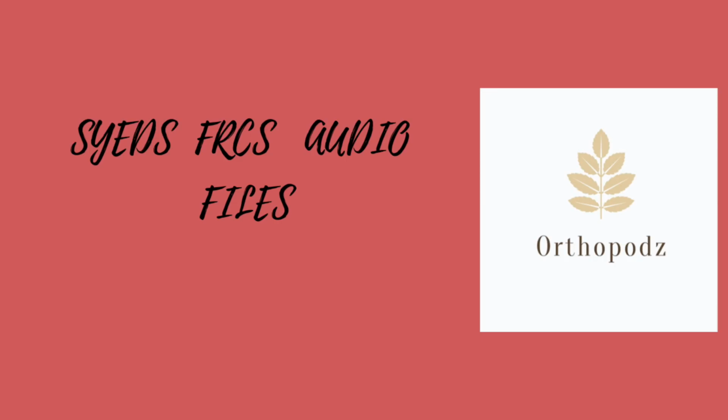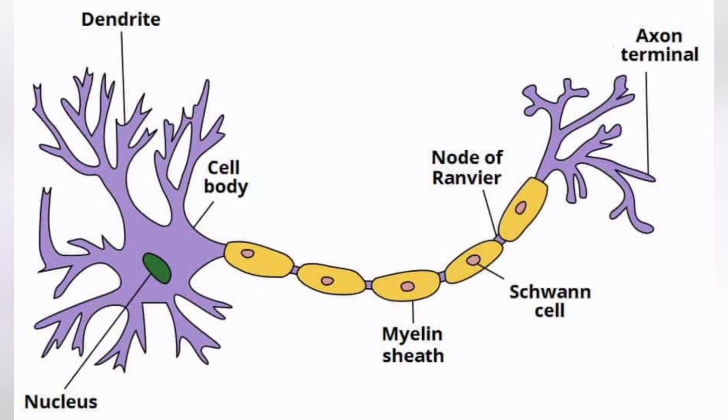Regarding the nerve, the motor cell bodies are in the anterior horn of the spinal cord, and the sensory cell bodies are in the dorsal root ganglion. The nerve has a cell body and dendrites, which are extensions from the cell that receive input. Then you have the axon, which conducts electrical signals via action potential.